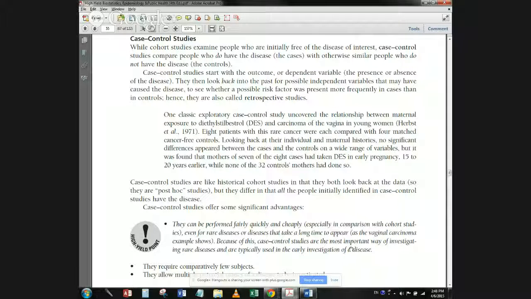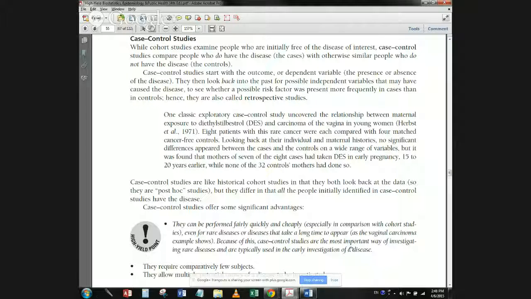One classic exploratory case control study uncovered the relationship between maternal exposure to diethylstilbestrol (DES) and carcinoma of the vagina in young women, done by Herbst in 1971 and his group. Eight patients with this rare cancer were each compared with 4 matched cancer free controls.